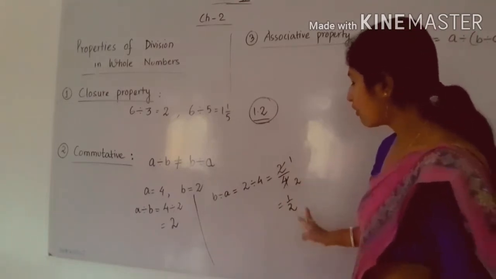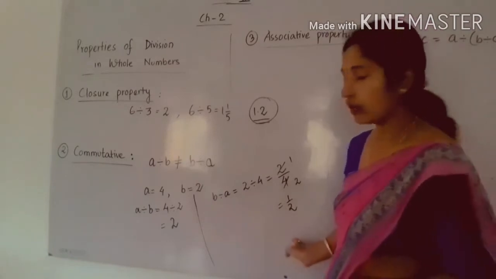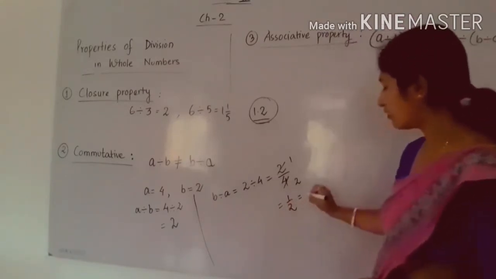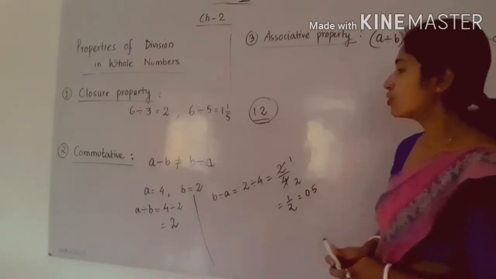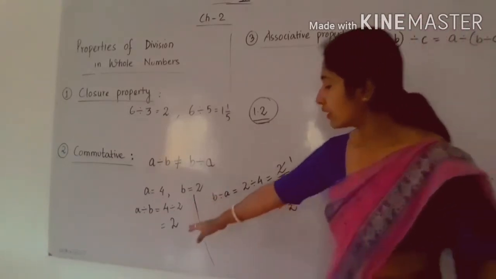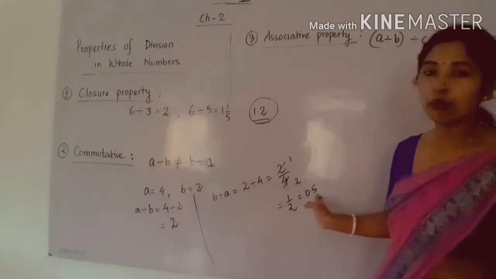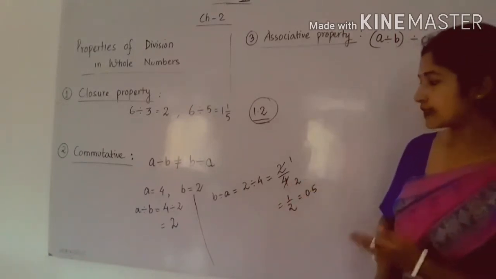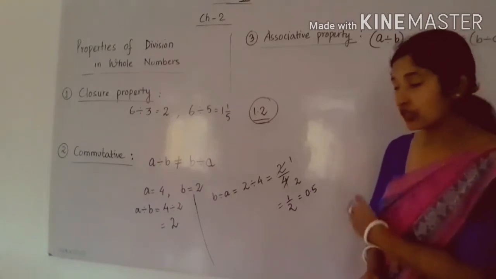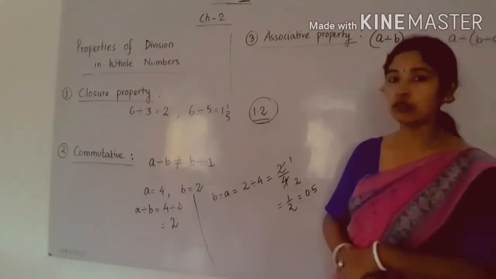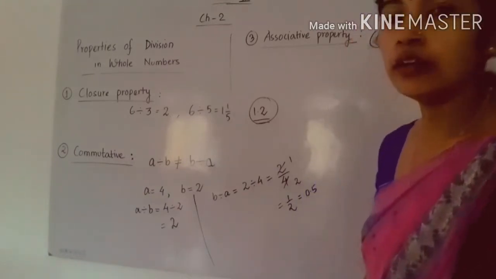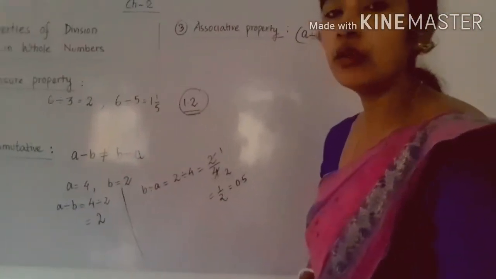As you all know, 1 by 2 and 2 are not equal. 1 by 2 means 1 divided by 2, and it will be 0.5. So in the left hand side we are getting 2, and in the right hand side we are getting 0.5, or you can say 1 by 2. In both cases, the left hand side and right hand side are not equal. Therefore, commutative property does not hold true in division of whole numbers.